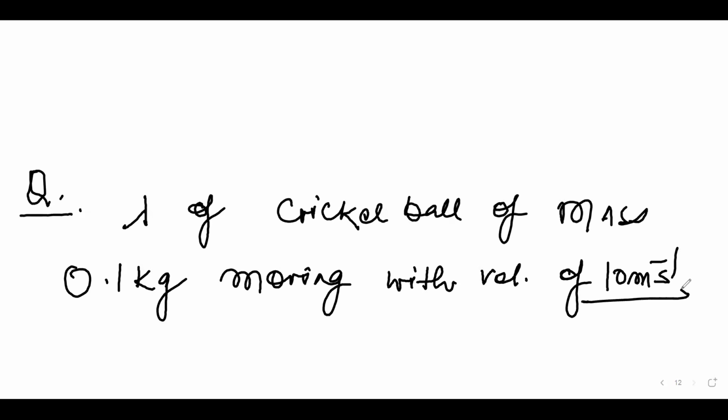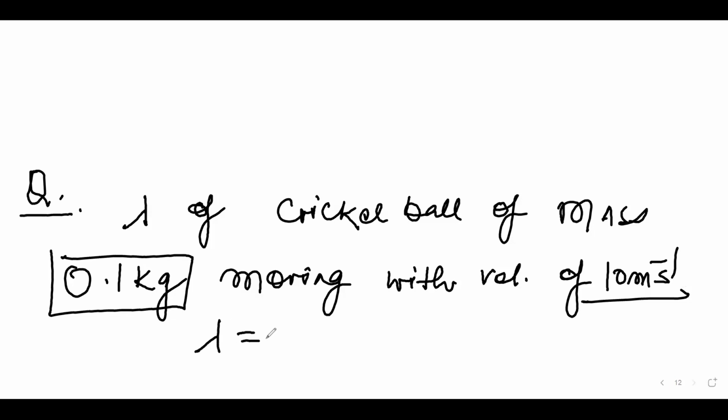Calculate the wavelength of a cricket ball of mass 0.1 kg moving with velocity of 10 meters per second. जब आपने डी ब्रॉगली इक्वेशन यूज करनी है, प्लीज मेक इट अ पॉइंट, मास हैज टू बी इन केजी. 6.6 into 10 raised to minus 33. जल्दी से करो वैल्यूज पुट. इट्स अ वेरी सिंपल, ज्यादा कैलकुलेशन है ही नहीं है इसमें.